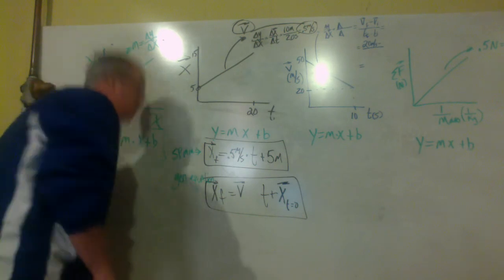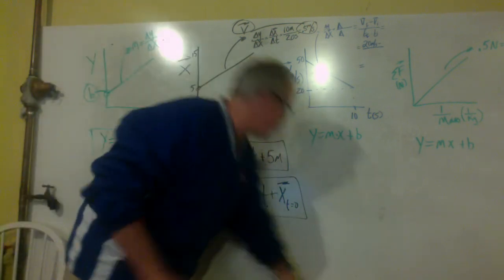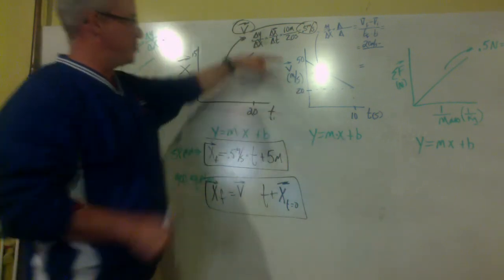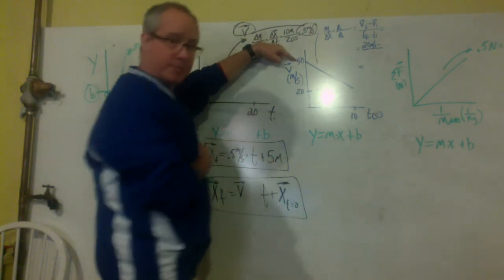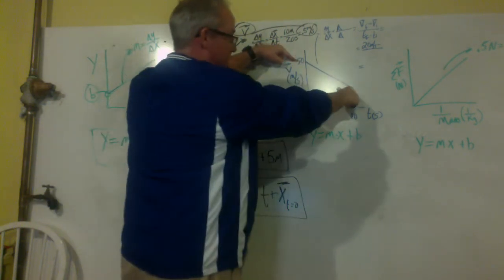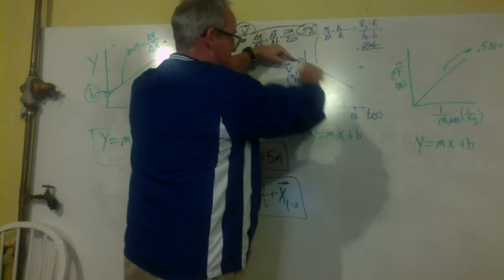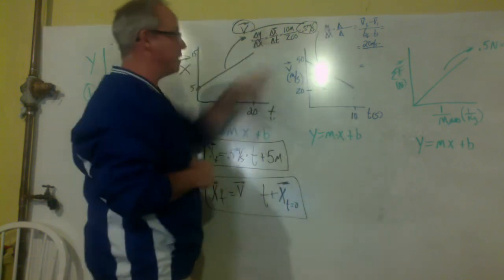And just so that we can see a couple other graphs, we've got a velocity versus time graph. So maybe we've got a car going 50 meters per second, and it's slowing down. Over the course of 10 seconds, it slows down to 20 meters per second.